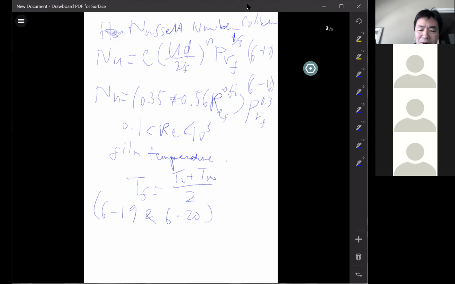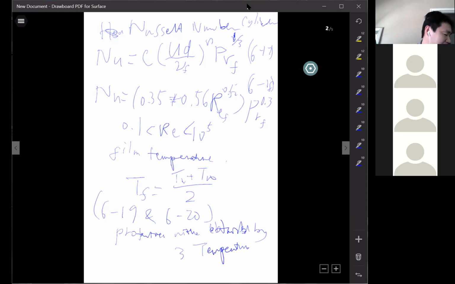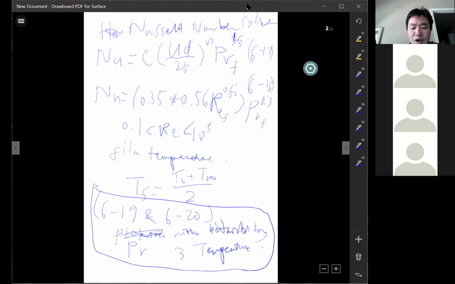So I want to write a note here for you to remember. The property will be obtained at three temperatures. Especially, I think it's just the Prandtl number, not the other properties. So if you use these two equations, 19 and 20, be careful: wall temperature, film temperature, and the fluid temperature.